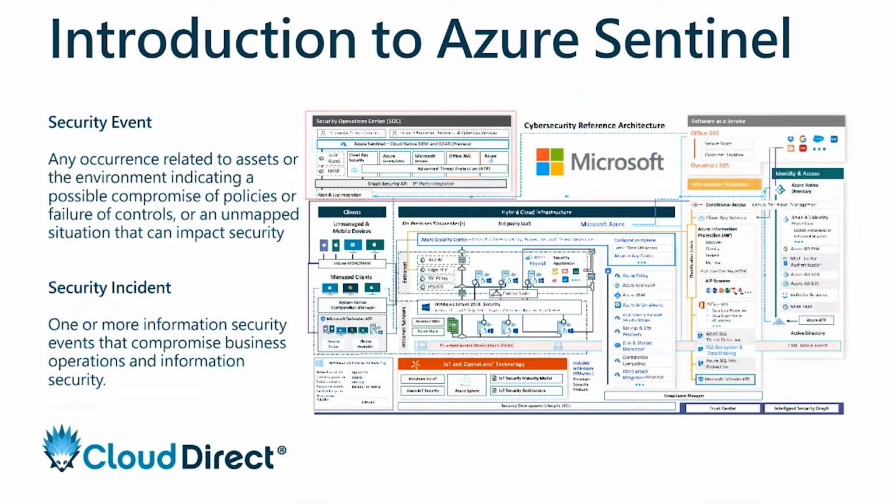In terms of taking you through the Microsoft cybersecurity reference architecture, here we're just going to really cover some theory. So what security events are, what security incidents are. So a security event is any occurrence related to assets or the environment itself, indicating compromise of policies, a failure of controls, or any unmapped situation that can impact your security. And then an incident is one or more information security events that compromise your business from an operational perspective, or the actual data and information that you have. So those are two things that obviously Sentinel covers and runs through.